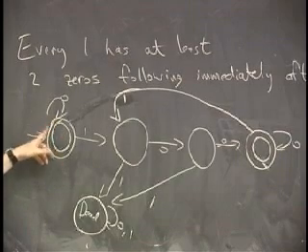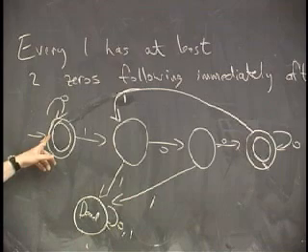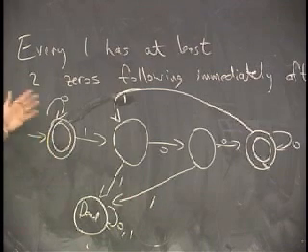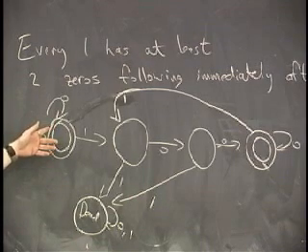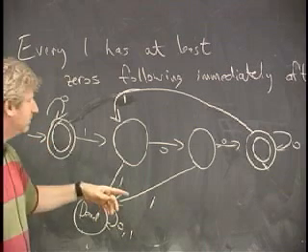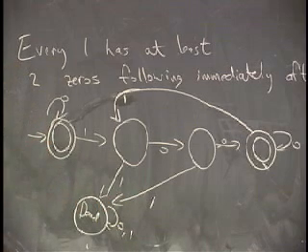If you say that this state means I haven't just seen a 1 and, well, the last symbol I saw was a 0, then I think it's okay. Well, I don't know. Maybe you're right. Maybe it's clear.